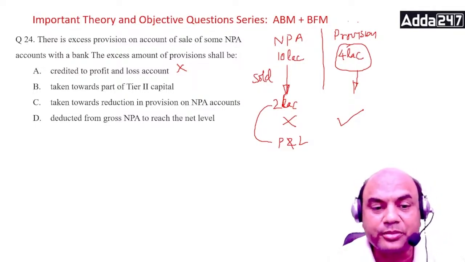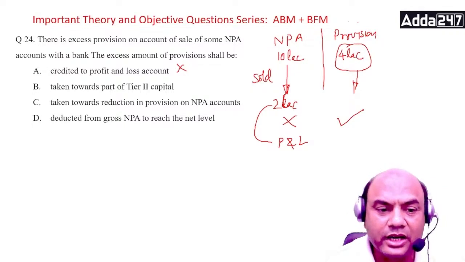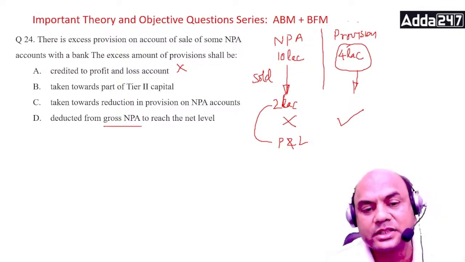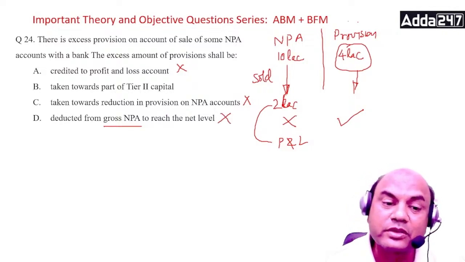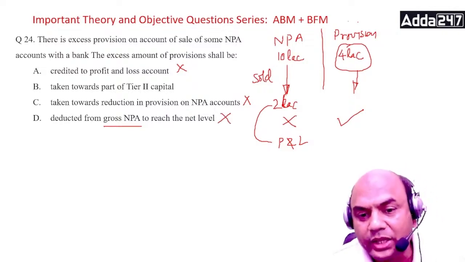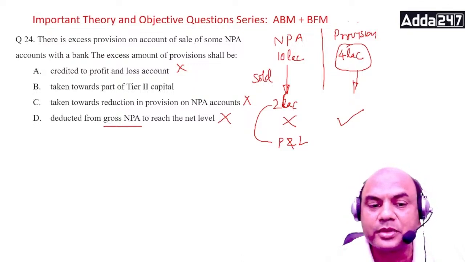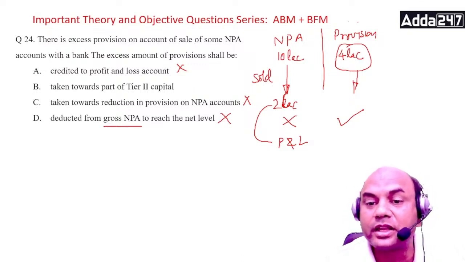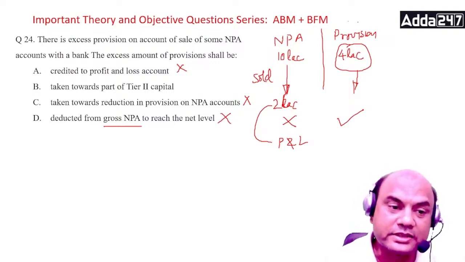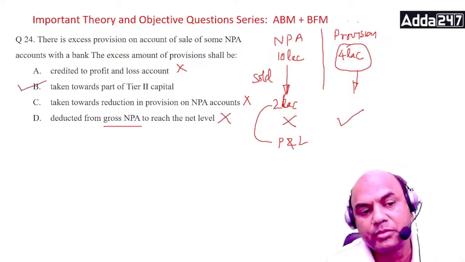Deducted from gross NPA to reach the net level. See here, deducted from gross NPA, how can you deduct this? So that is also out. How can you deduct the provision from the gross NPA? This 2 lakhs, I can say that you can deduct it from this gross NPA. That is okay for this 2 lakhs because this amount is of the NPA. But here we are talking of provision. So the answer over here is B.